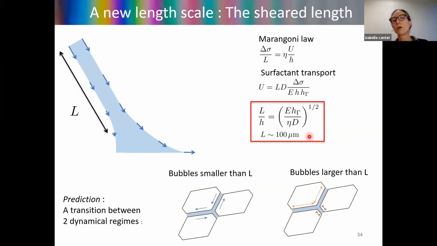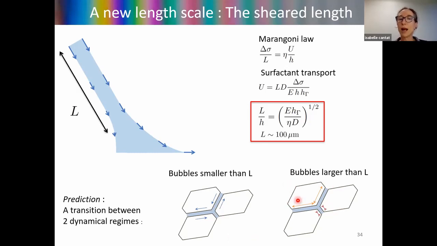And actually that's crucial, because it is a typical bubble scale in a foam. So if my bubbles are much larger than 100 micron, there is no reason for the system to behave in a different way than the one I explained to you. If, in contrast, the bubbles are smaller than 100 micron, then the sheared domain invades the whole film, and there is no more a central part of the film where the two interfaces behave the same way. So what we predict is that for bubbles smaller than L, the shear domain invades the whole film, and you get this kind of pattern.